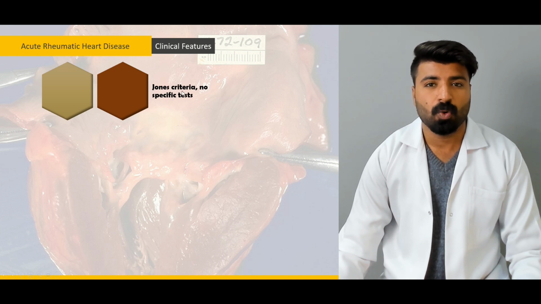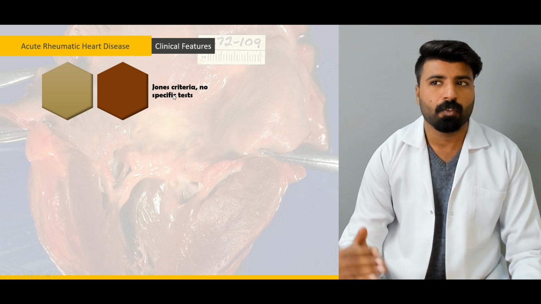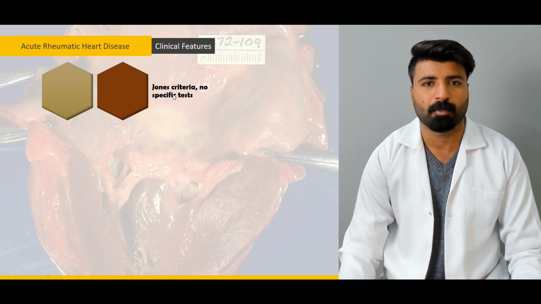Now, this Jones criteria we're going to follow. There's no specific test for Jones criteria. We look for these symptoms. We look for these effects on the body.